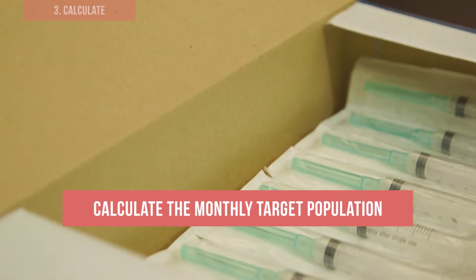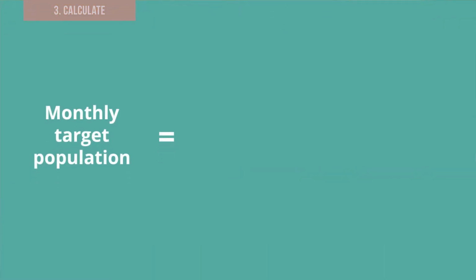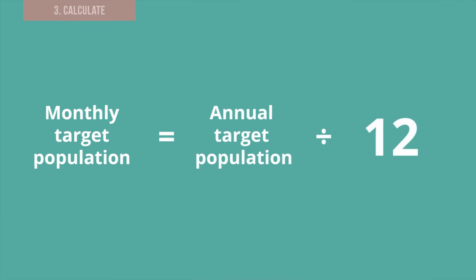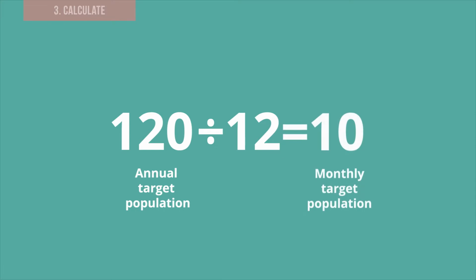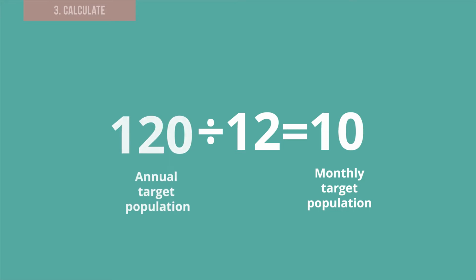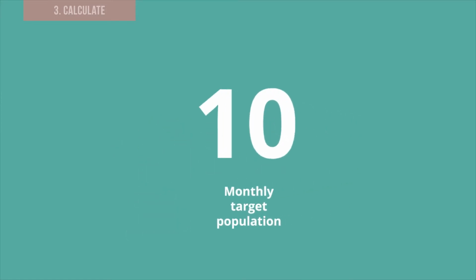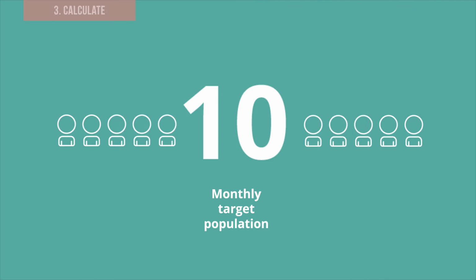Next, calculate the monthly target population to receive immunization services. You can calculate this number by dividing the annual target population by 12. Let us look at an example. If the annual target population of infants is 120, the monthly target population would be 120 divided by 12, or 10. That means that each month, for a specific dose of vaccine, 10 additional children on average should be vaccinated.